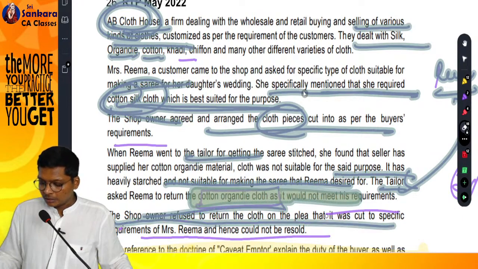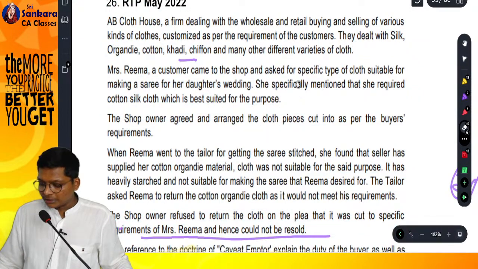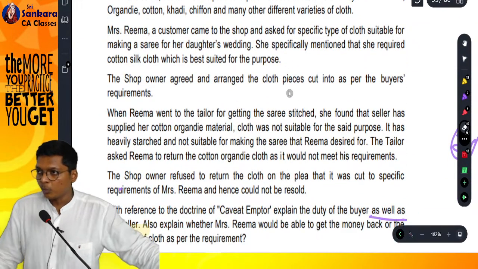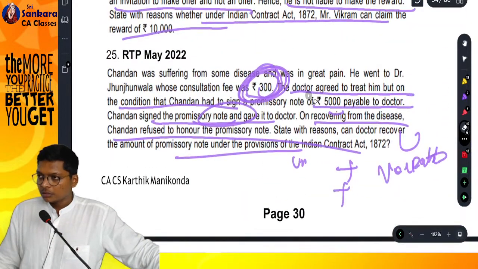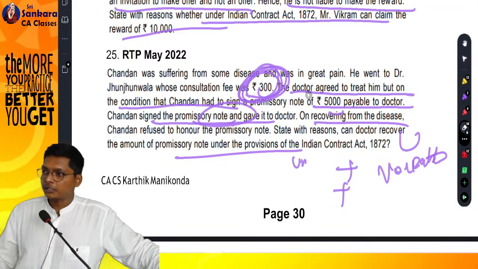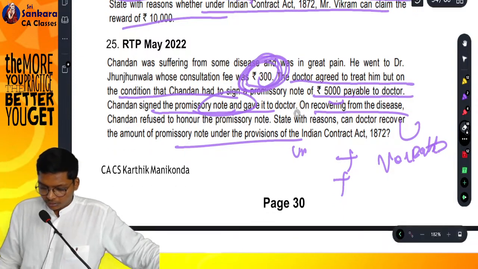No, here the aggrieved party Chandan will not pay anything. The doctor cannot recover anything. If Chandan wants, he can pay. Voidable is the option of Chandan. No, if he does not cancel also, see, by not paying, he is rescinding the contract. By not paying is the action of rescinding the contract.